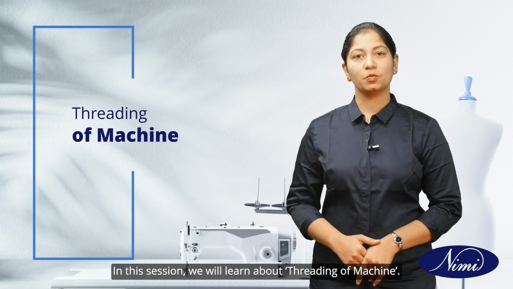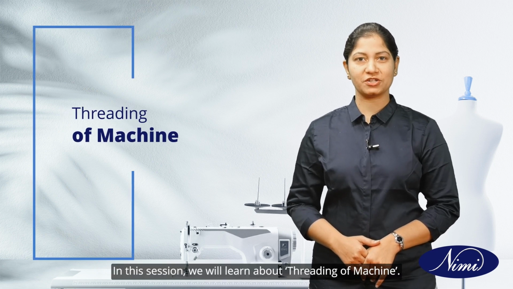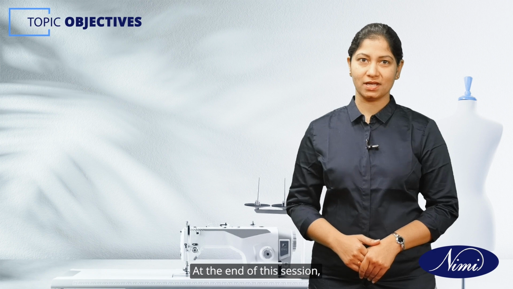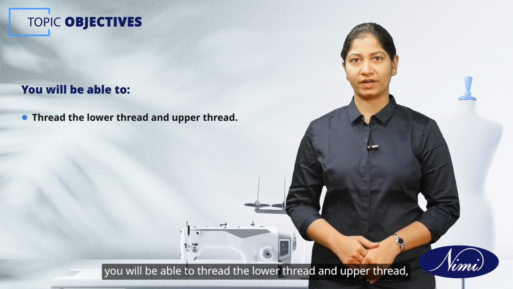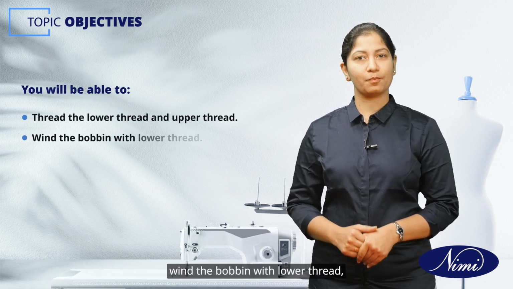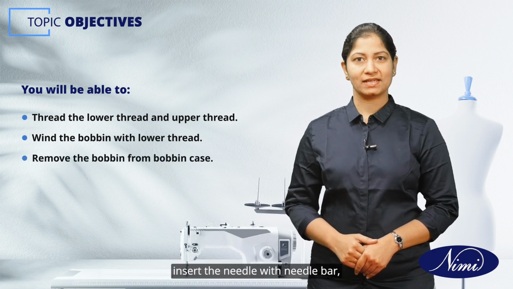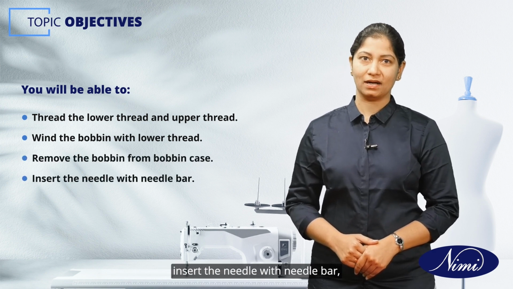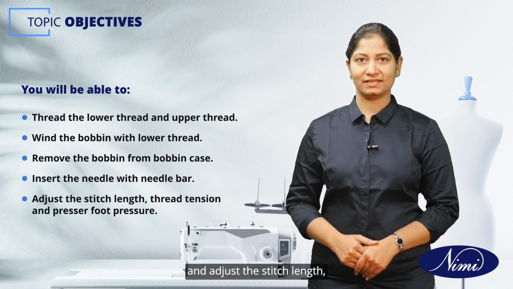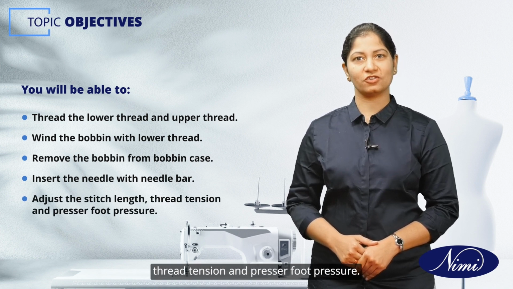In this session, we will learn about threading of machine. At the end of this session, you will be able to thread the lower thread and upper thread, wind the bobbin with lower thread, remove the bobbin from bobbin case, insert the needle with needle bar and adjust the stitch length, thread tension and presser foot pressure.